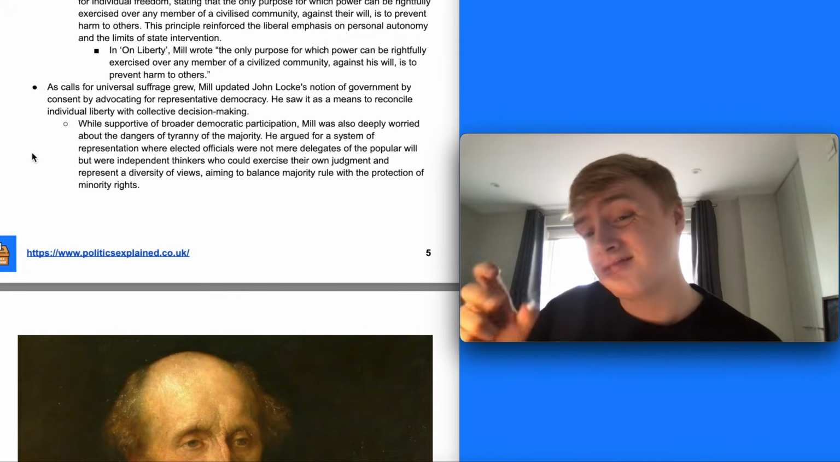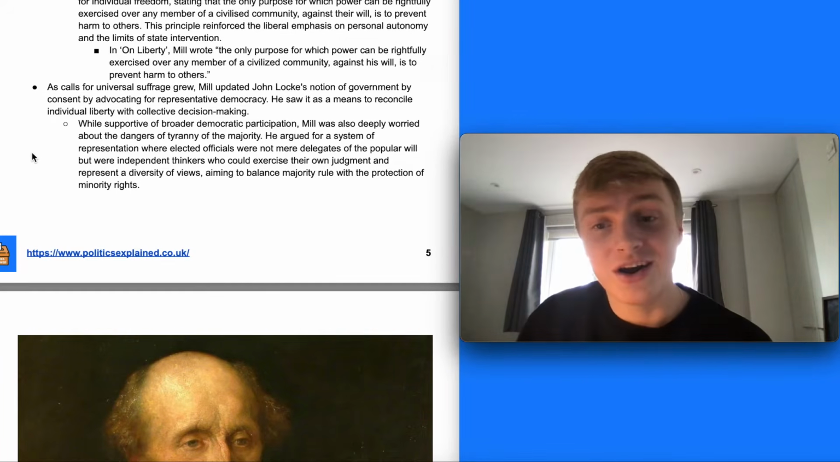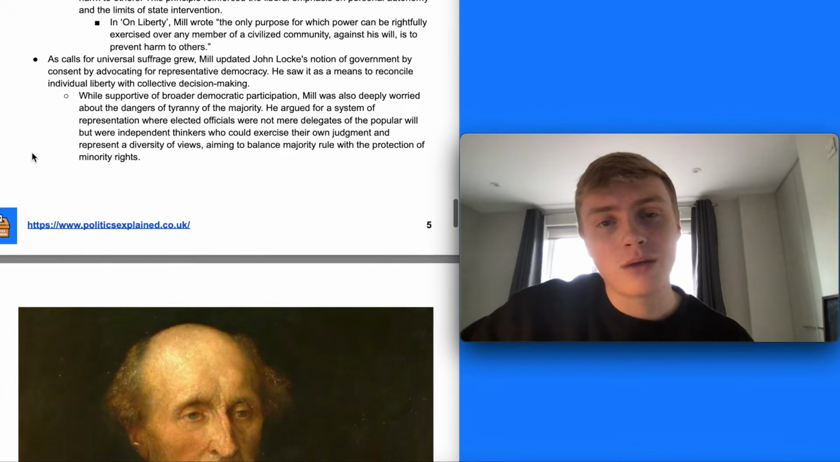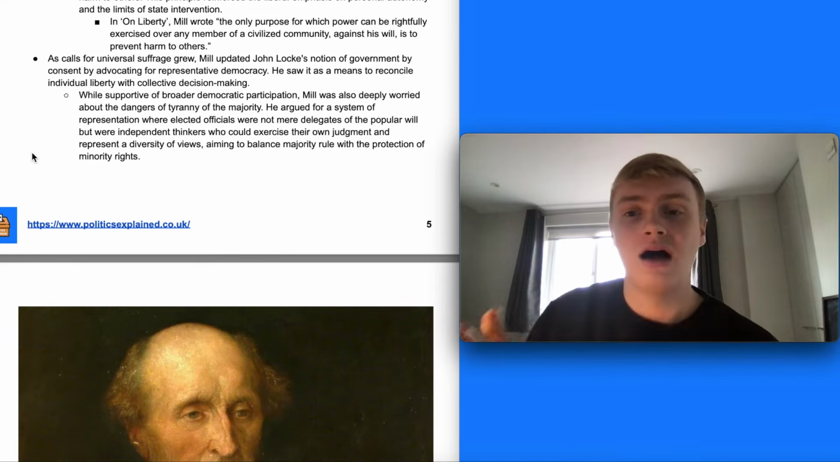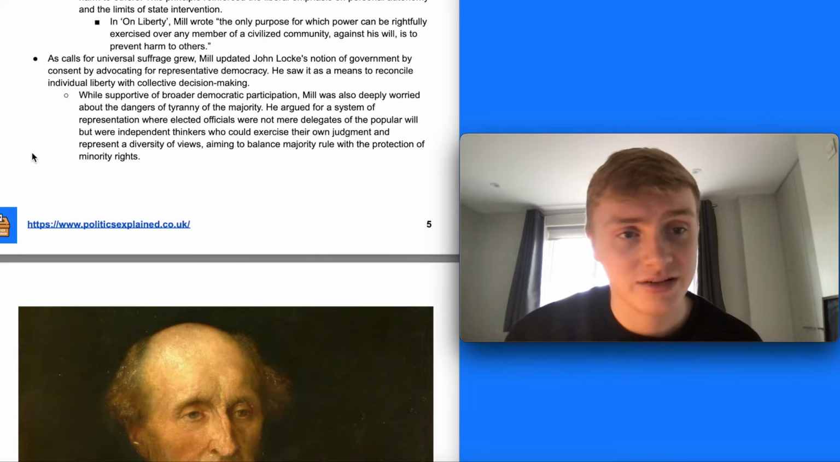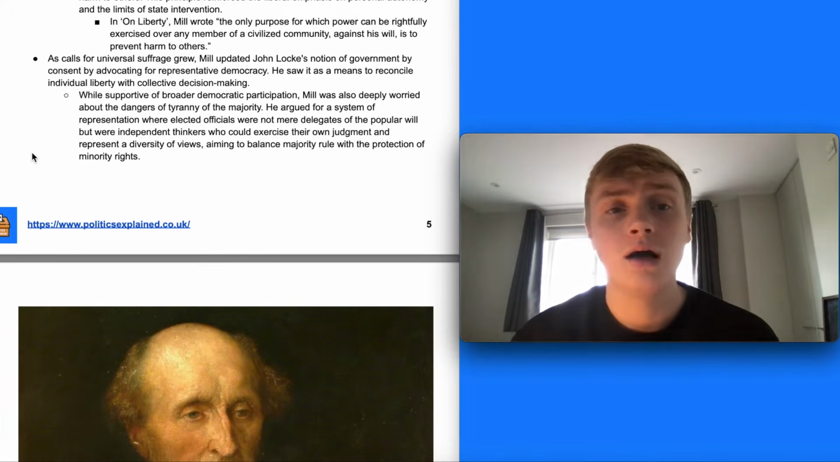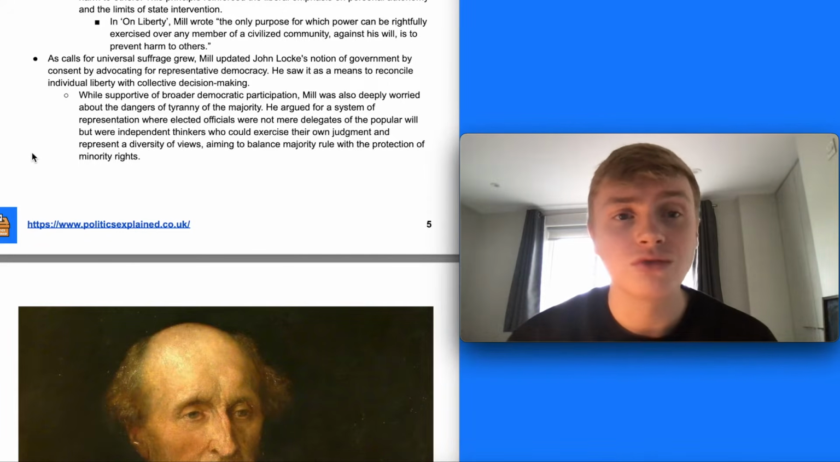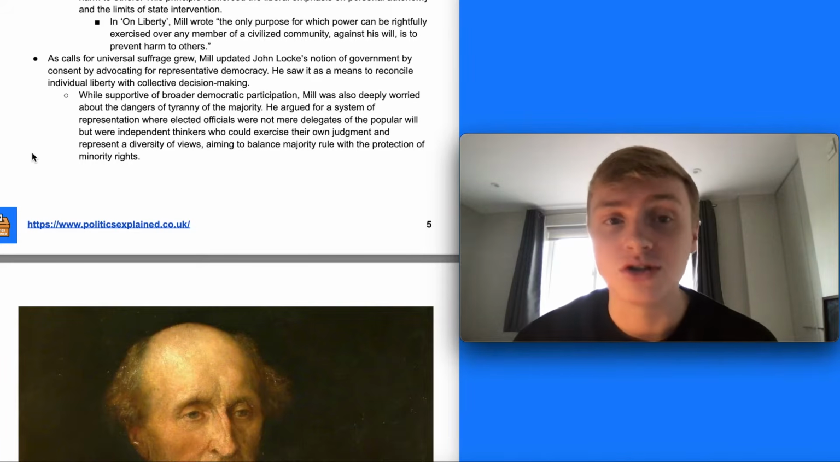So as I mentioned earlier, he was quite skeptical or worried about the idea of democracy in some ways because it threatened individual rights. But he saw representative democracy as a way to make sure it worked relatively effectively and individual rights were protected. So he supported broader democratic participation, but he was really worried about the dangers of the tyranny of the majority.